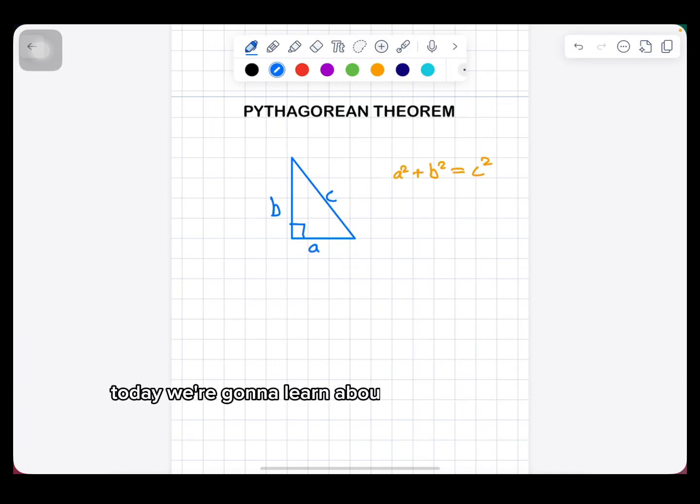Today we're gonna learn about the Pythagorean Theorem, however you wanna pronounce it. Pythagoras' Theorem basically says that a squared plus b squared equals c squared.